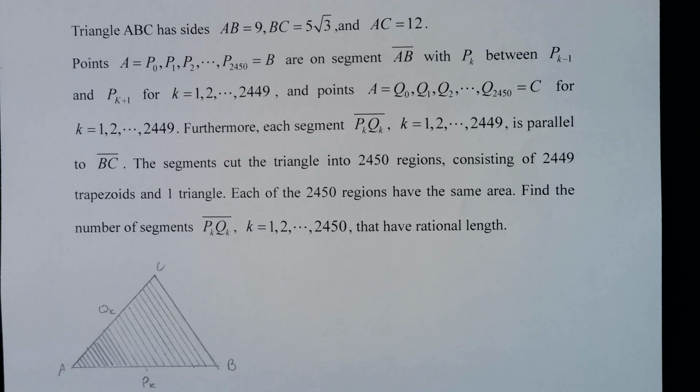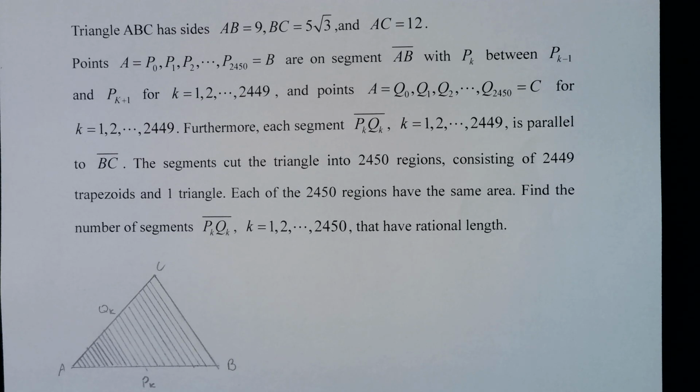Points A equals P0, P1, P2, all the way to P2450, equal to B, are on segment AB with Pk between Pk minus 1 and Pk plus 1, for k equals 1 to 2449. And points A equals Q0, Q1, Q2, all the way to Q2450, for k equals 1, 2, all the way to 2449.